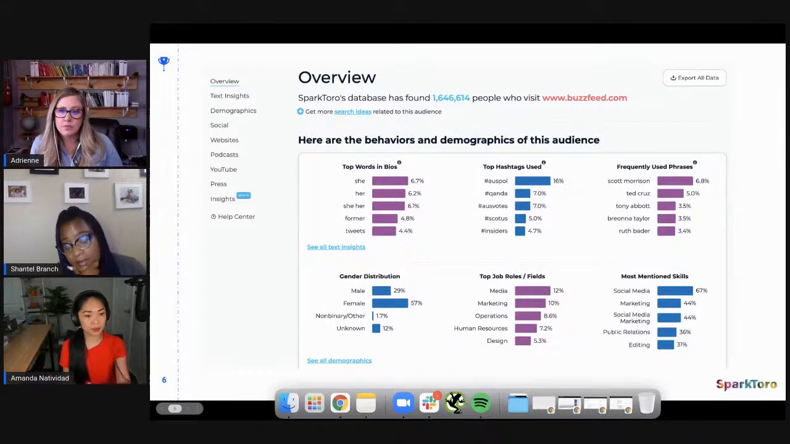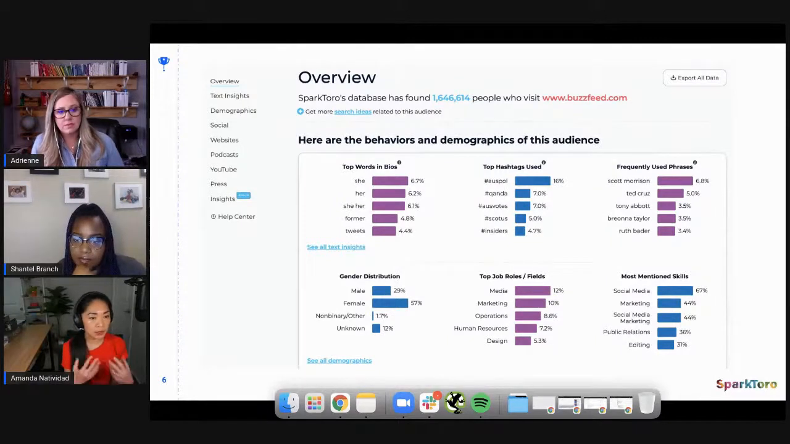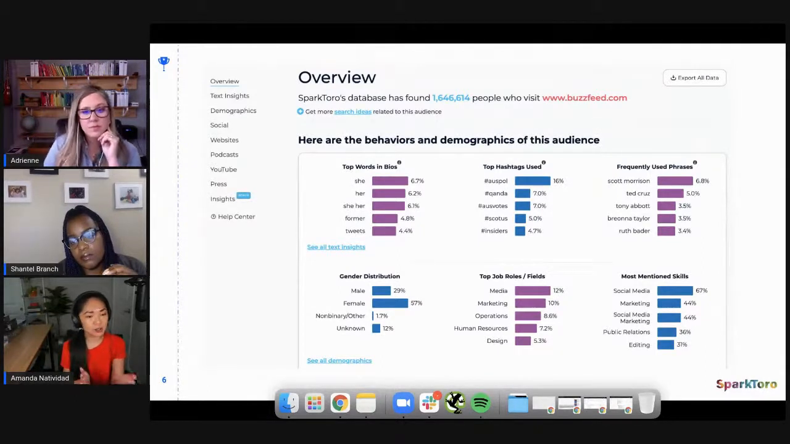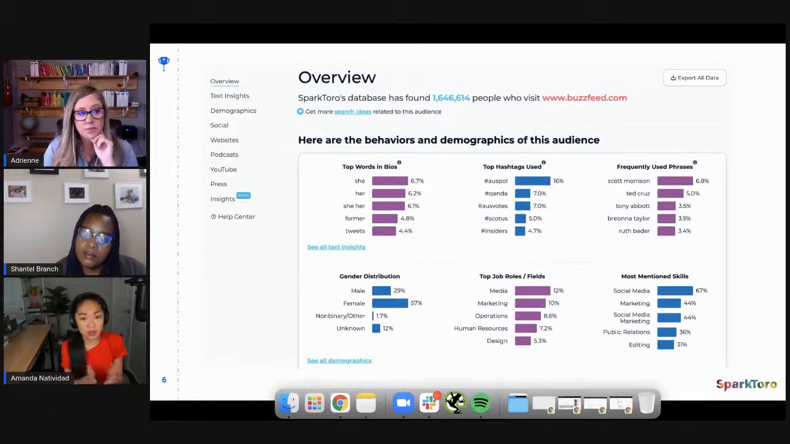So the top words used in bios, this would be their self-identifiers, right? Usually it tends to be what people have in their bios publicly on Twitter. So there's a lot of she, her, former, so people in former positions, and tweets. Tweets probably means tweets are about blank, which tells me they're very active on Twitter. And top hashtags used, they tend to use these hashtags.